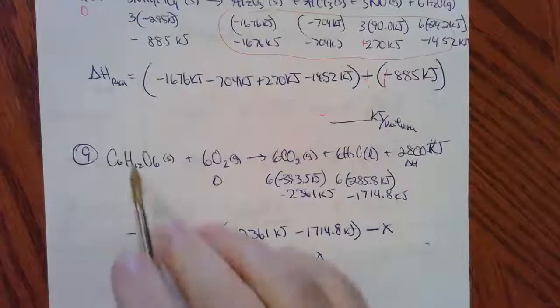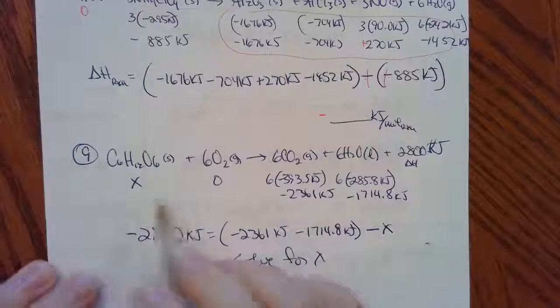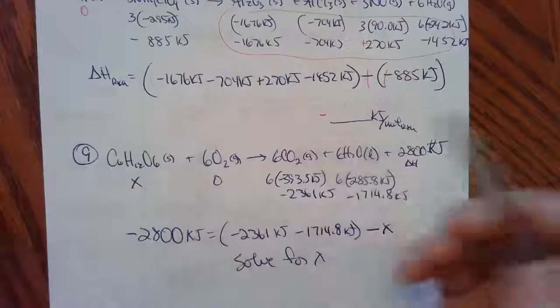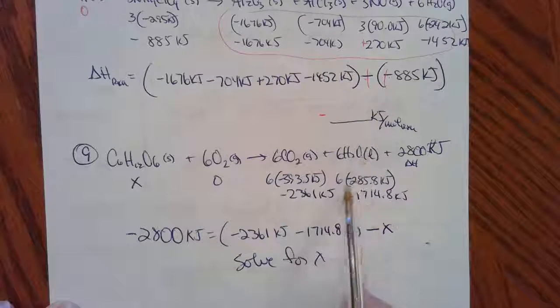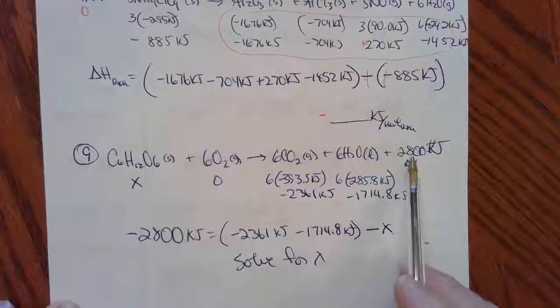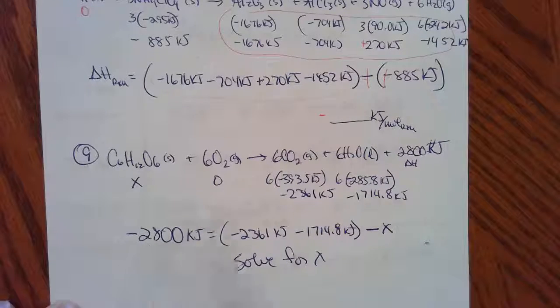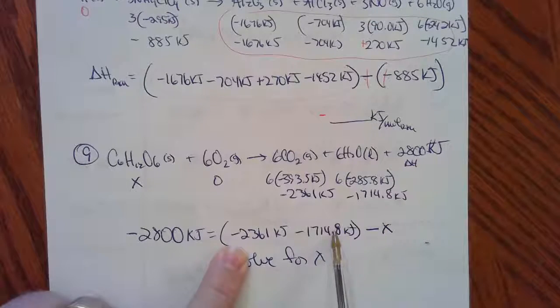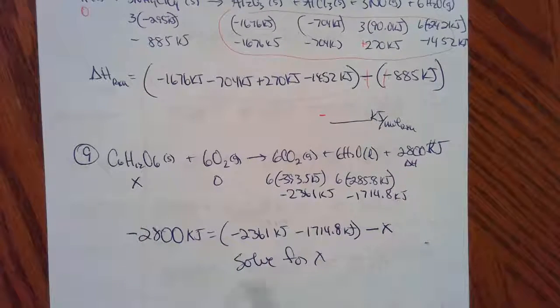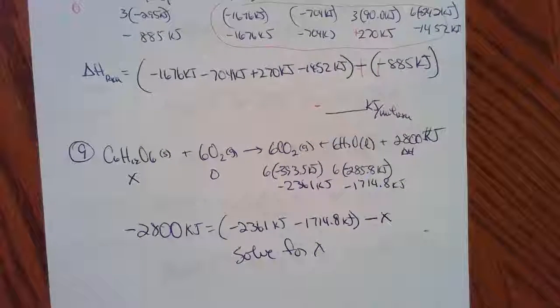We did this problem the other day, only I gave you the figure for X. This time we want to know what X is. Remember, oxygen made out of oxygen is just 0. 6 times the CO2 number, it's on the chart. 6 times the H2O number is on the chart. 2800 is the delta H at the end. It's negative because it's the product. Negative 2800 equals negative 2361 minus 1714.8, all that together minus X. Solve for X. Simple algebra problem. Give you a hint: I'd take the X over here and bring the 2800 over here. That's what I would do.